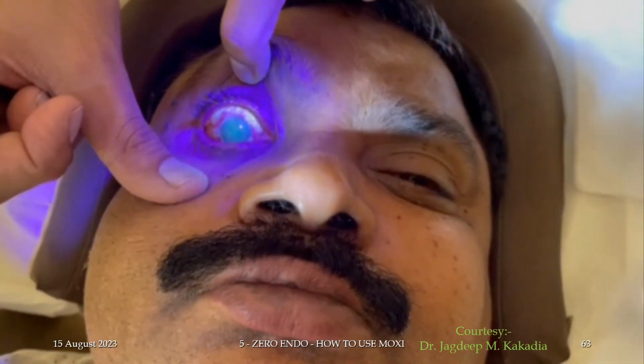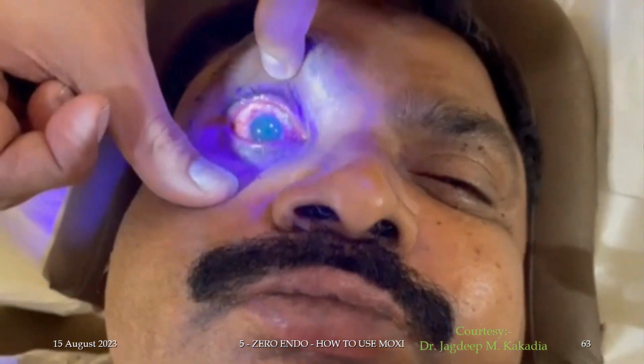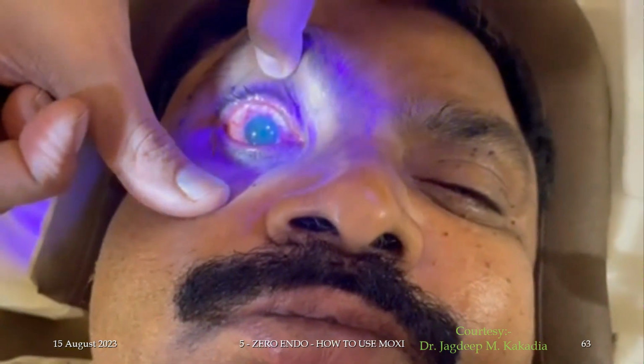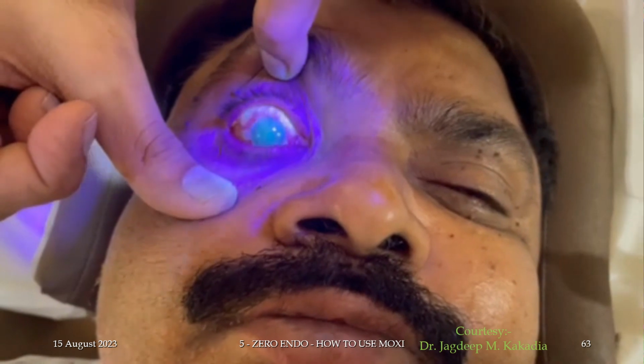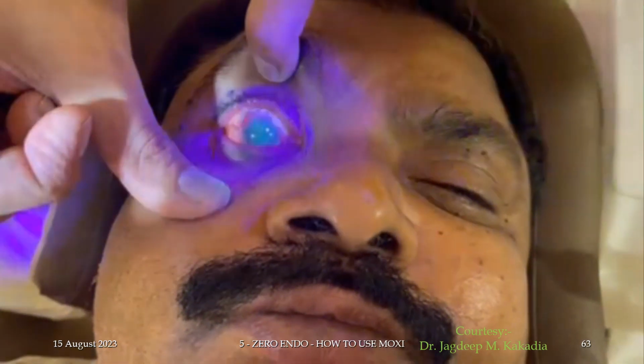You all also can do this amazing experiment. This video under Moxiglow is taken 7 hours after the surgery, and we can still see that the moxifloxacin is present in the anterior chamber significantly. It's almost the same amount which we had injected at the end of the surgery.